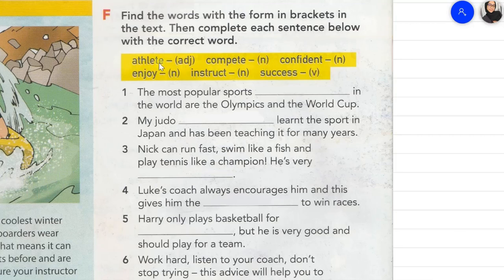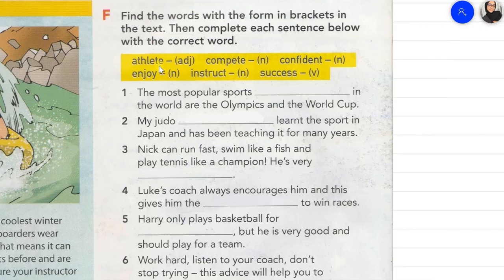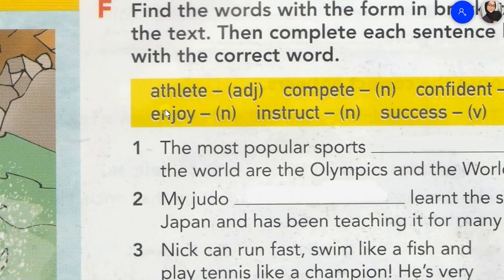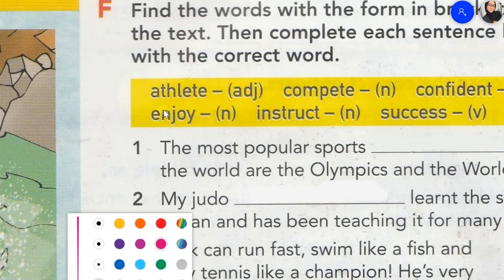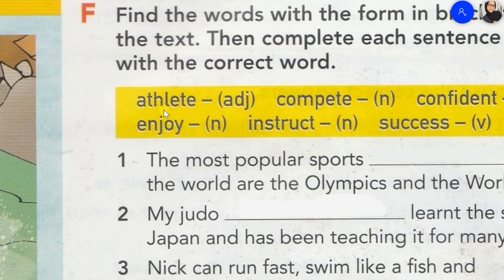So athlete is a noun, kata nama. Let's change it and make it an adjective. What will it become? It will be athletic. Athletic. Adjective is a describing word. It's a description, when you describe something. So athletic is the description for someone who is active, who is an athlete. Okay, so this is what athletic means.